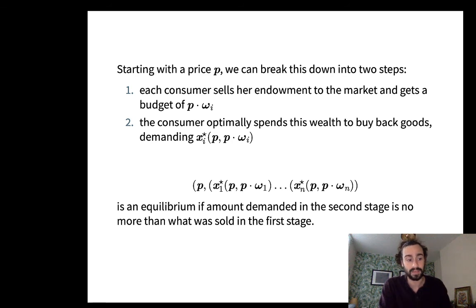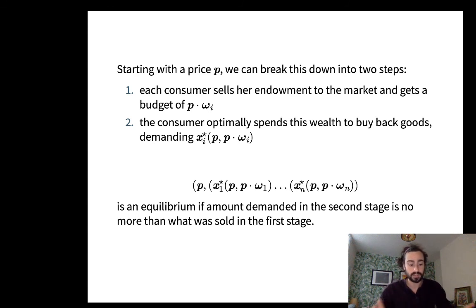And what does optimally mean? It means we maximize our utility according to our budget set. Our budget set is now very well defined. It has a price vector and an income. The income is just how much money we got by selling all of our goods to this farmer's market. So what we want from an equilibrium is that the demand in the second stage, in the consumption buying stage, is no more than what was sold in the first stage.